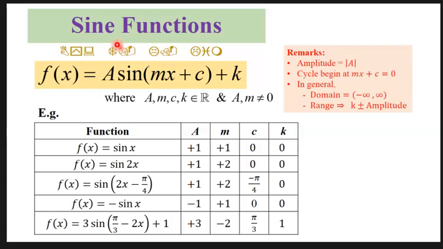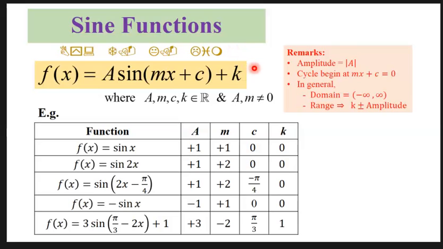In this video, we're going to learn how to sketch a sine function in the form f(x) = a sin(mx + c) + k. But before we go further into graph sketching, I need to introduce a few important terms that we will use as a reference later in graph sketching.